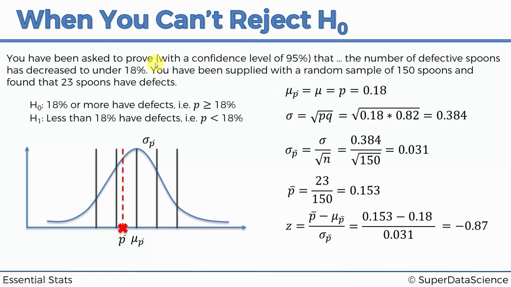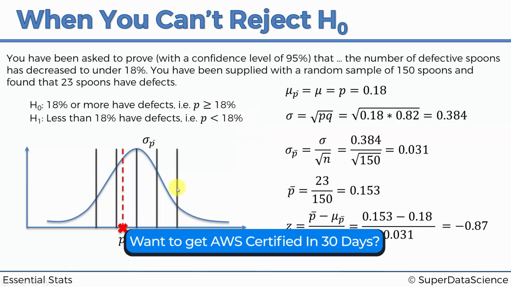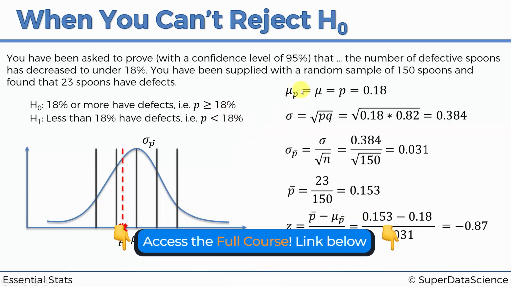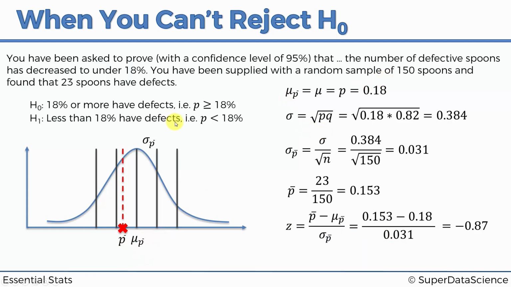All right, so that was our challenge over there, and we discussed what we're working with. So that's our null hypothesis, that 18% or more have defects. So just P is greater than or equal to 18%. The alternative hypothesis is that less than 18% have defects, so P is less than 18%. Drew this up, did the calculation, so we know mu P according to central limit theorem is 0.18, plus the new formulas that we learned in the previous section of the course. Sigma is 0.384, calculate sigma P hat is 0.153. And so as you can see, we calculate Z score minus 0.87.